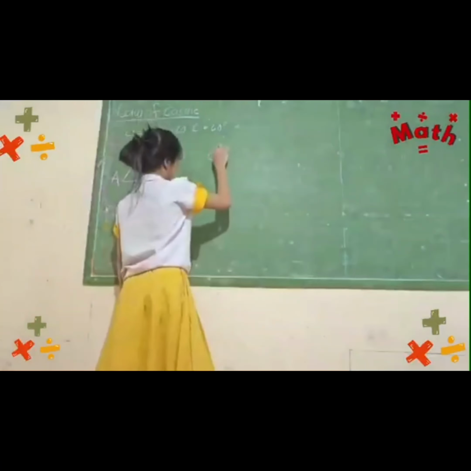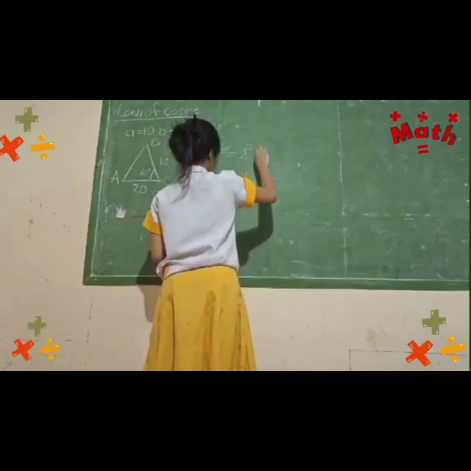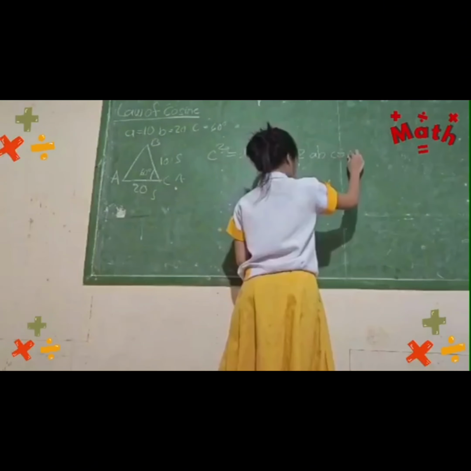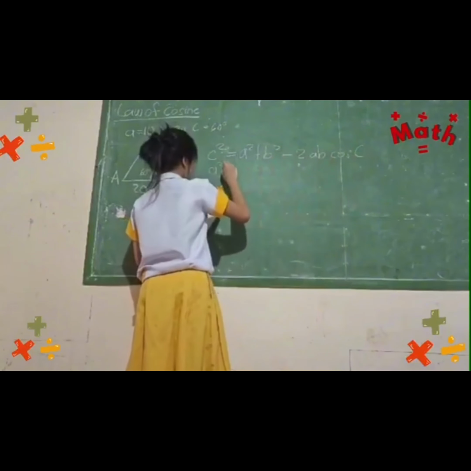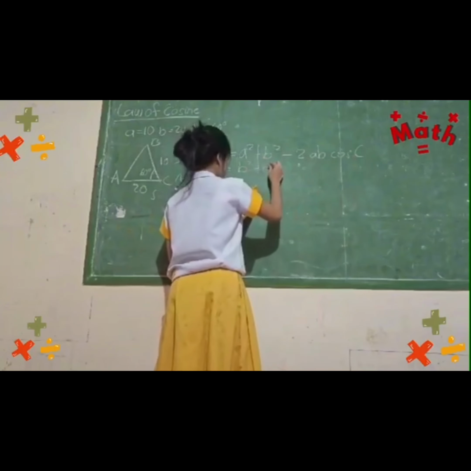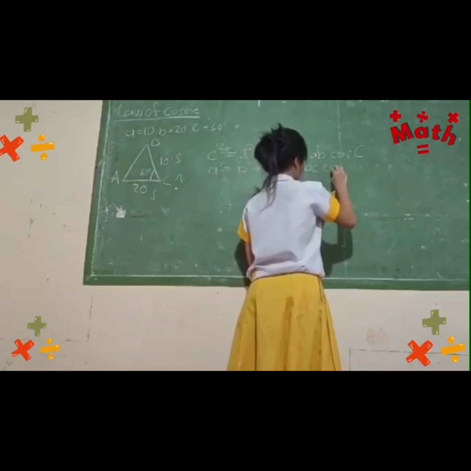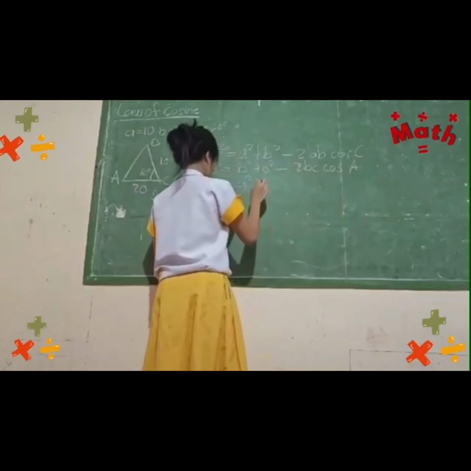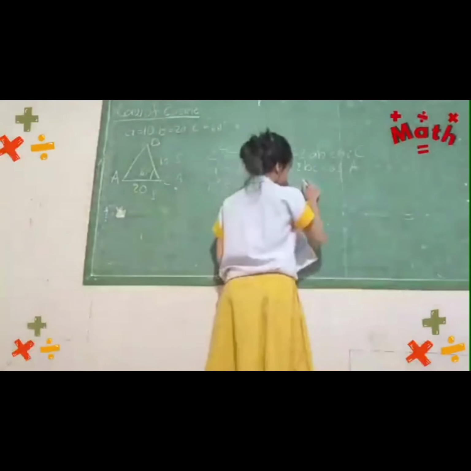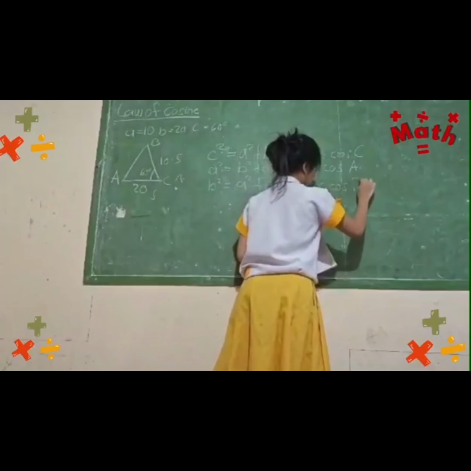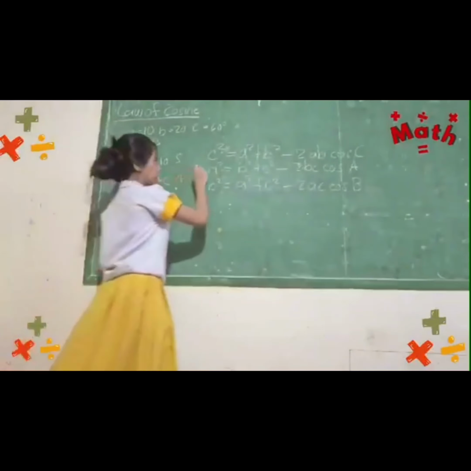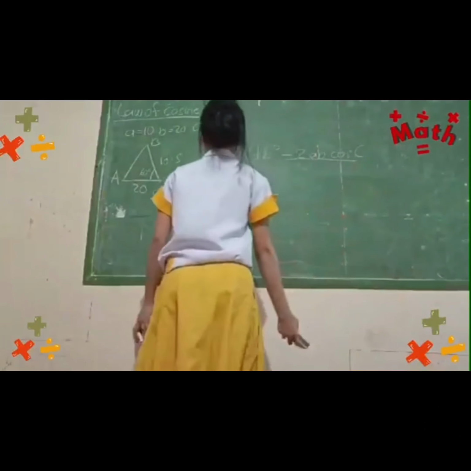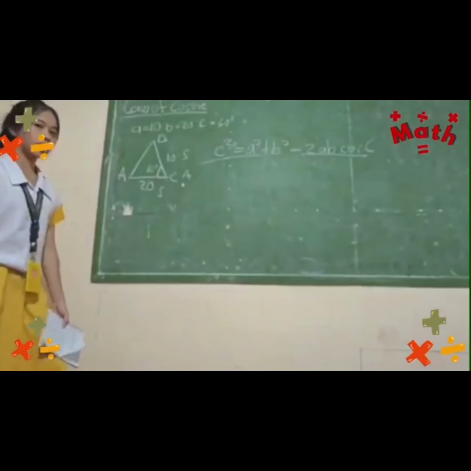So here are the formulas. C squared equals A squared plus B squared minus 2AB cosine C. A squared equals B squared plus C squared minus 2BC cosine A. B squared equals A squared plus C squared minus 2AC cosine B. I'm only going to use the first formula. So we're going to substitute.